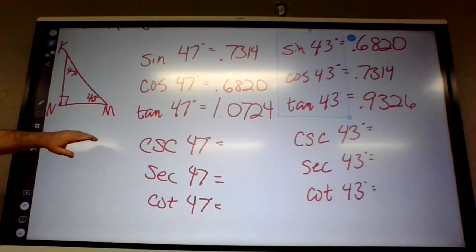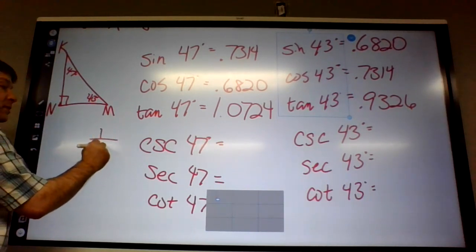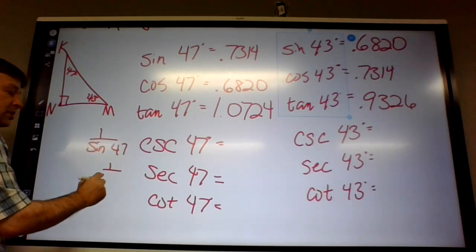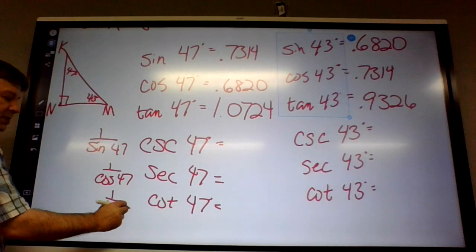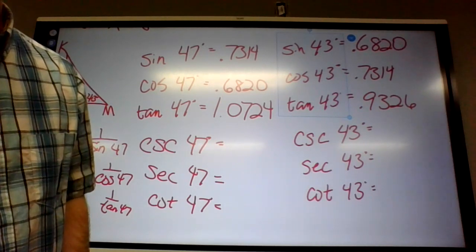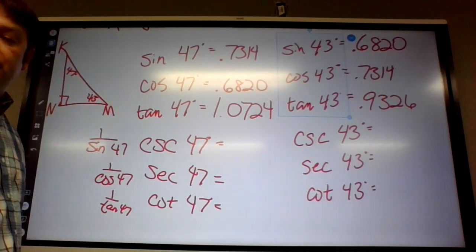Now, this is kind of why I wanted to do this. Cosecant's not in the calculator, so how do I plug that in? Yeah, 1 over sine of 47. So this would be 1 over cosine of 47, and 1 over tangent of 47. So, let's see, cosecant of K. It's hard to find. 1.3673.